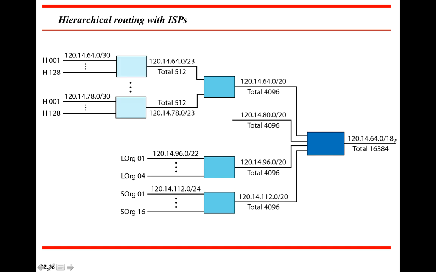So the subnet mask, if we were to draw it, it would be 1, 2, 3, 4, 5, 6, 7, 8. 1, 2, 3, 4, 5, 6, 7, 8, and 2.